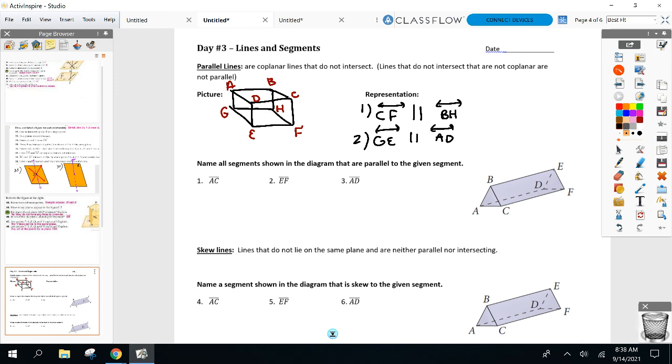All right, real quickly, you guys want to go through this? It says name all segments. Can you please just name one for me? AC, what's parallel? Give me another segment that's parallel to AC, EF, and AD. This is actually going ahead, because we haven't talked about segments yet. What's parallel to AC? What's parallel to EF? And give me something that's parallel to AD.